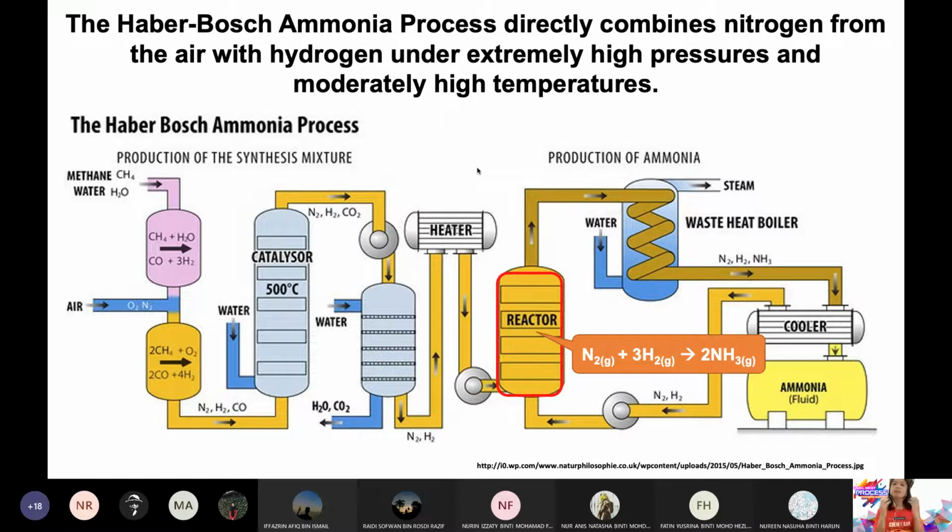Okay, so that's why they won a Nobel Prize. Kalau time biasa tak dapat, tapi dia naikkan suhu, dia naikkan tekanan, turns out these two can react to form ammonia. Okay, so this production, this Haber-Bosch reaction, will take place in a reactor.